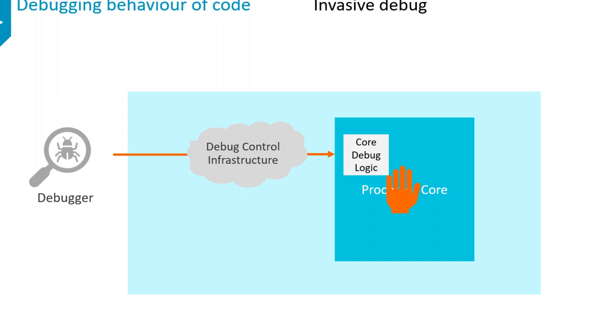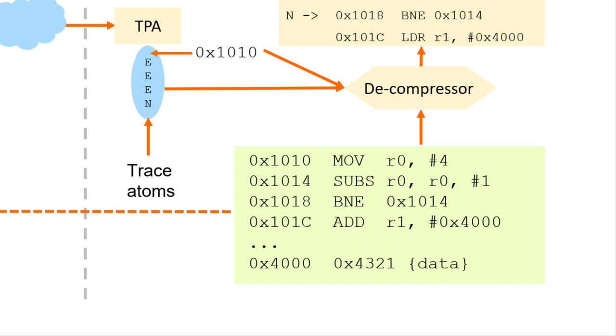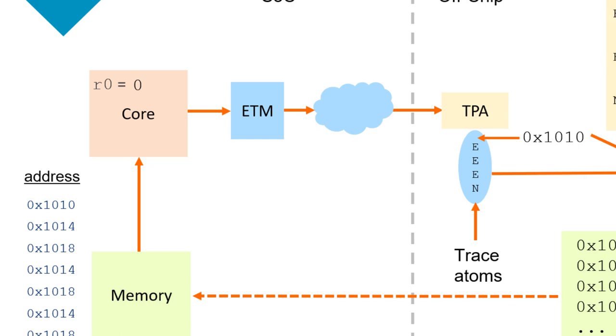For non-invasive debug, we look at the embedded trace macro cell, or ETM. This functionality provides you with a reconstruction of your program's flow, and in the course we walk through a simple example of how this works.